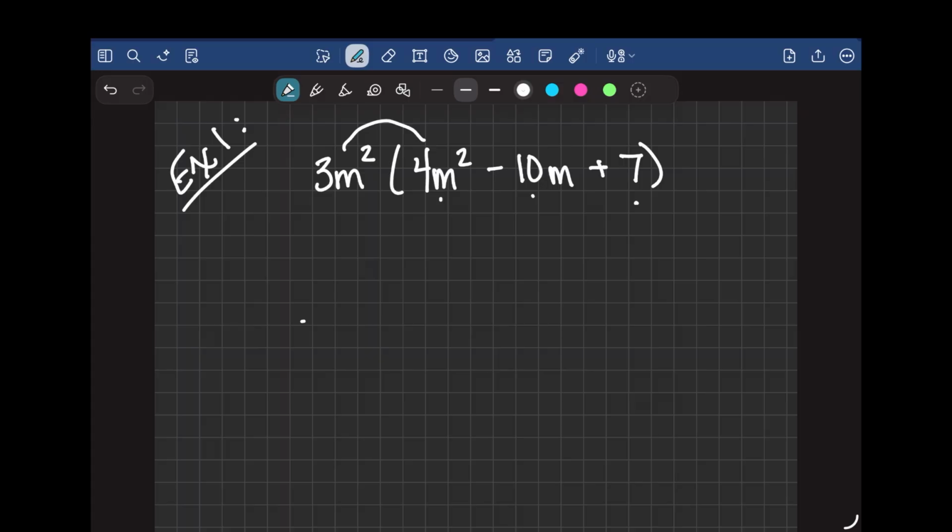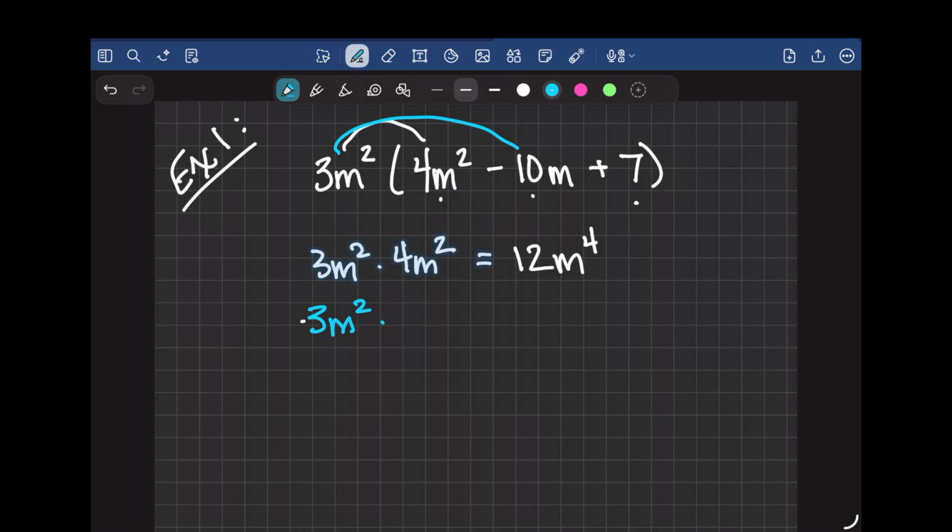So 3m squared times 4m squared will be the first two terms that I multiply. So 3 times 4 is 12. M is my base, and we remember that with our product rule, we add the exponent, so 2 plus 2 is 4. Looking at the next terms, we're going to multiply 3m squared times negative 10m.